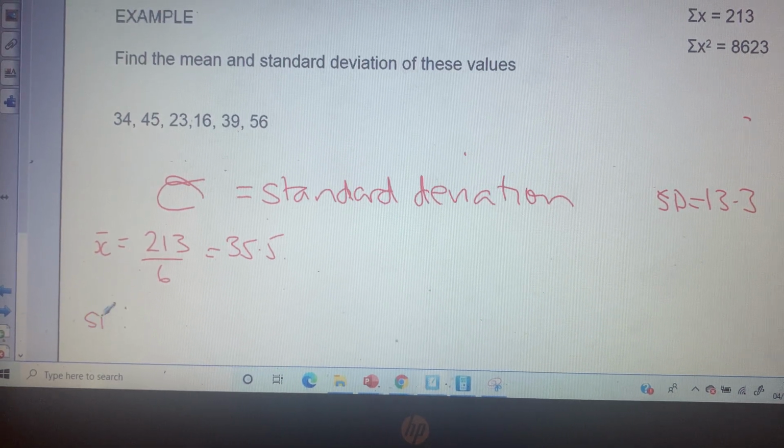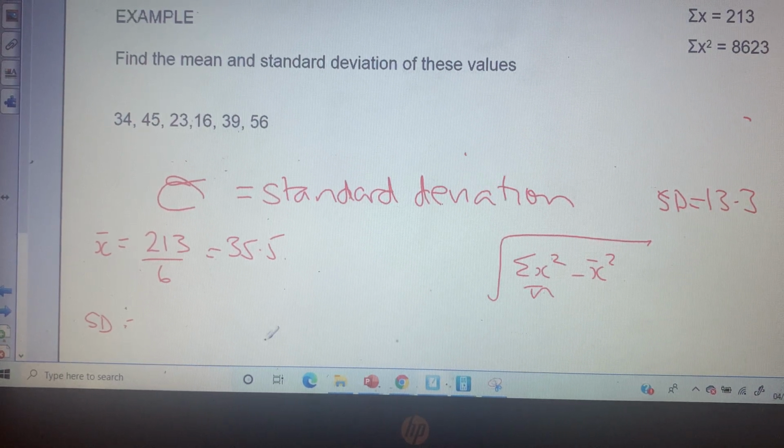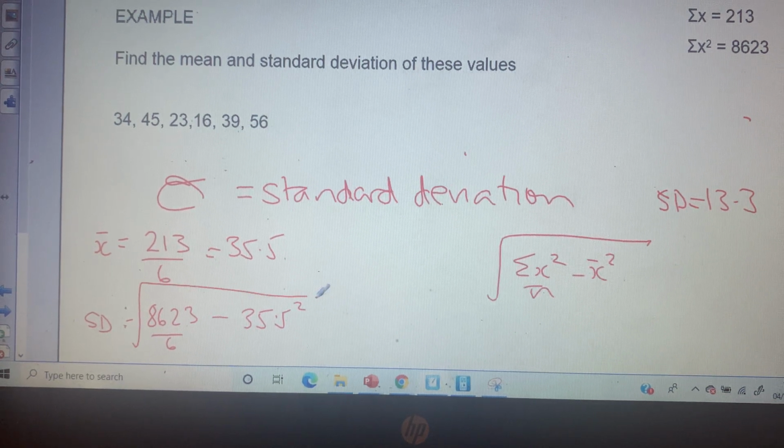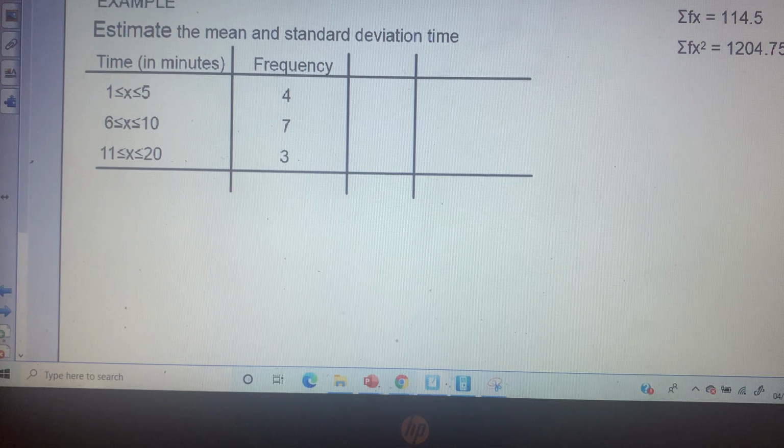And for my standard deviation, I get the formula from the formula booklet in front of me and make it look like I'm putting it in. So my standard deviation, I'm reading these values off: 8623 over 6 minus 35.5 all squared. Don't put it in my calculator. I then read off my calculator display. So I'll do a little summary in a moment.